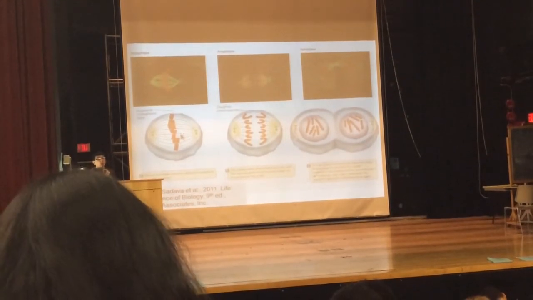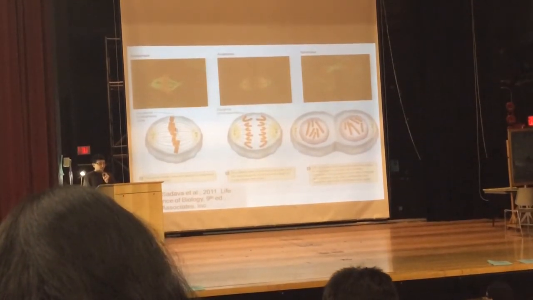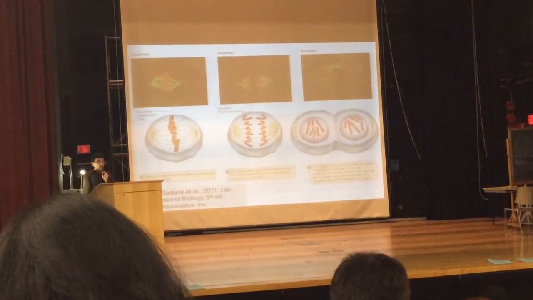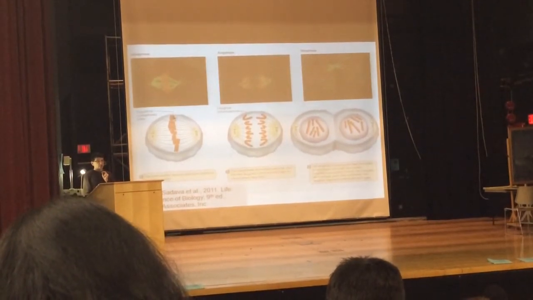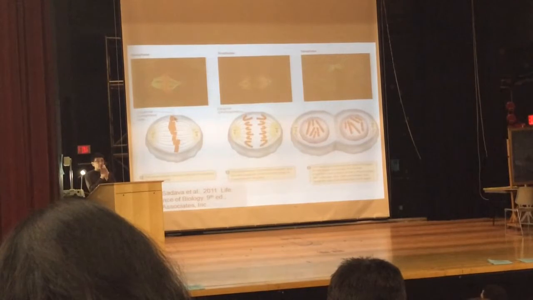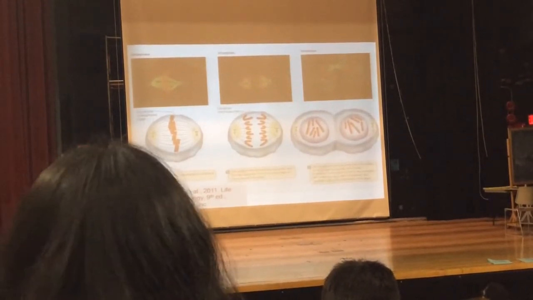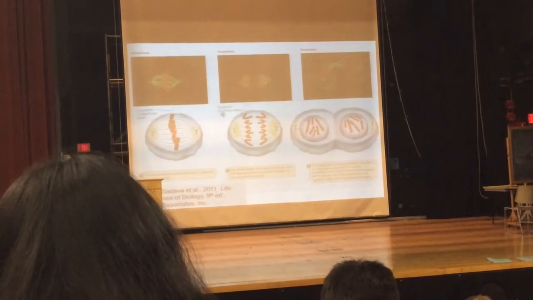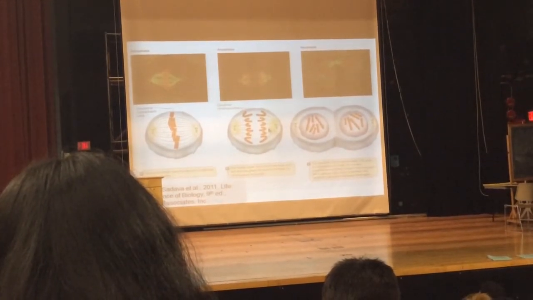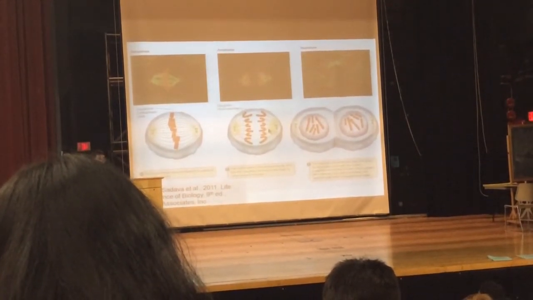Now, when the chromosomes have aligned, then the cohesins and other proteins that hold the sister chromatids together will be cut, and that's the beginning of anaphase, during which the sister chromatids will be pulled to opposite poles of the cell.